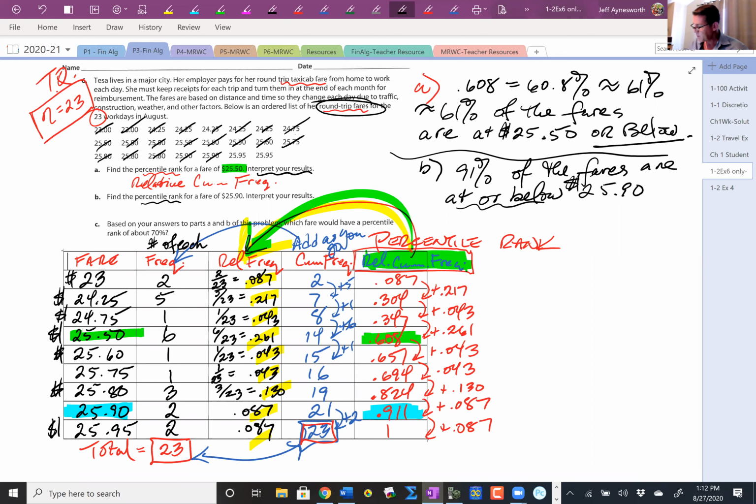Okay, and then the third question, part C, says, based upon your answers to part A and B, and that way hopefully you guys have a better understanding of A and B, which fare would have a percentile rank of 70%? Okay, so which one of the decimals in the last column is the closest to 70%? 0.694. That's right. So let's focus in on that. Let's pick a different color. So 0.694, and that refers to this fare here.